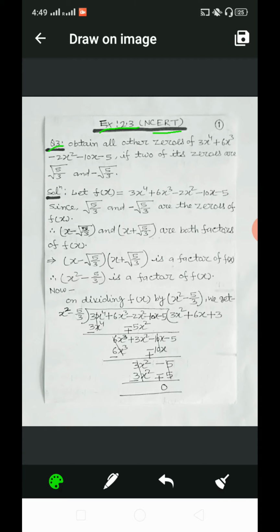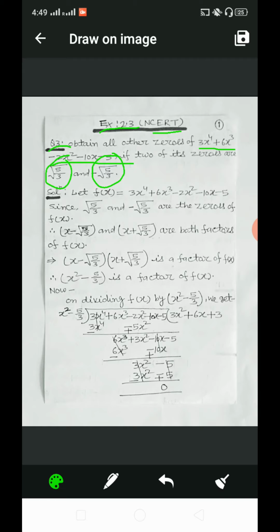Question number 3. Obtain all other zeros of 3x to power 4 plus 6x cube minus 2x square minus 10x minus 5 if two of its zeros are square root of 5 by 3 and minus square root of 5 by 3. Let us find the solution.